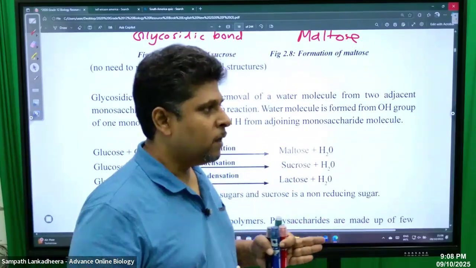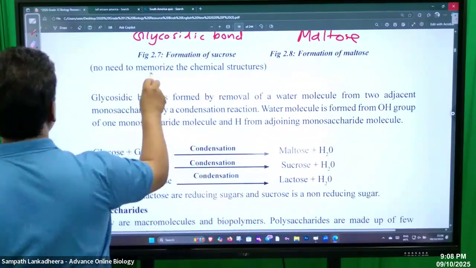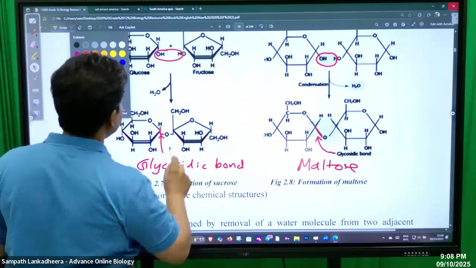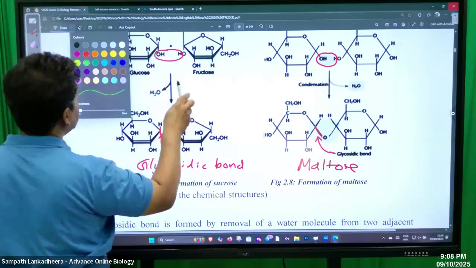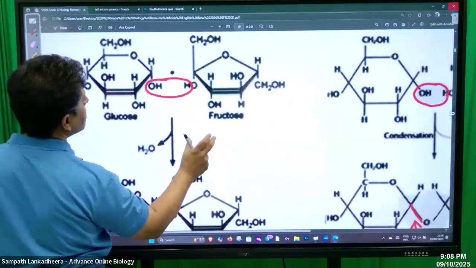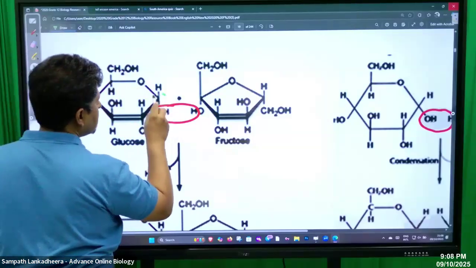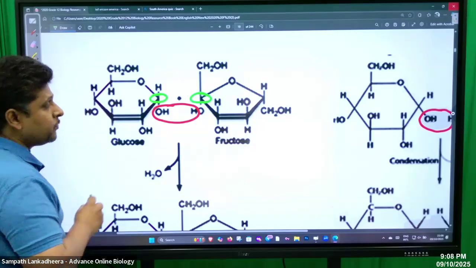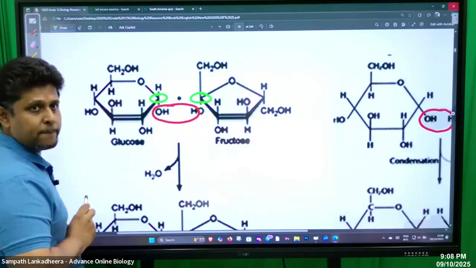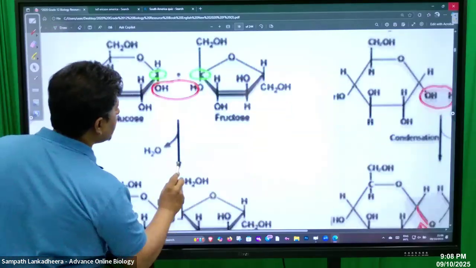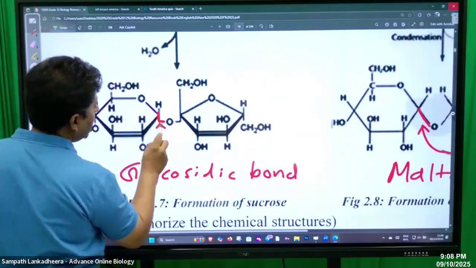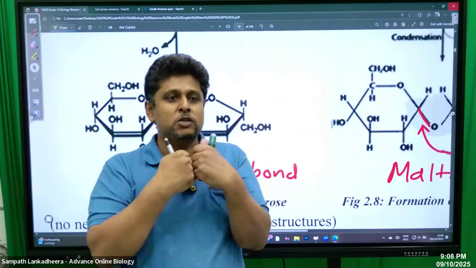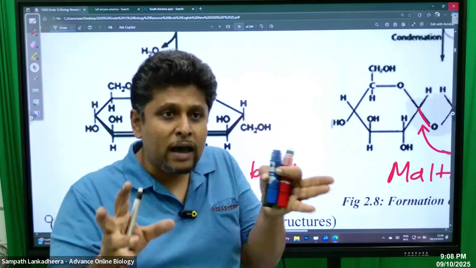What you need to know, once it forms a disaccharide, you can still understand this. Let me color and show you. This one is a reducing group. Here you can see a reducing end there, and another reducing end. Upon forming sucrose, both reducing ends participate in the bond formation, so the resulting molecule does not have a reducing end.